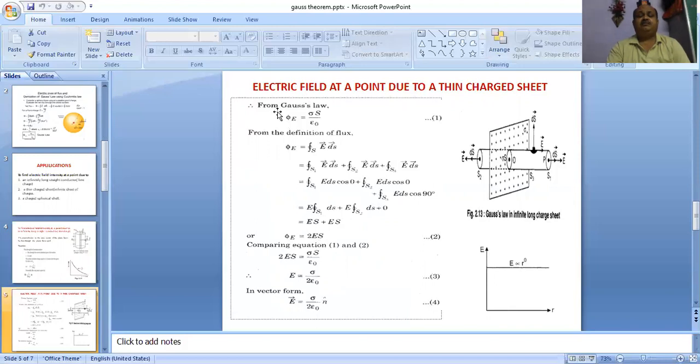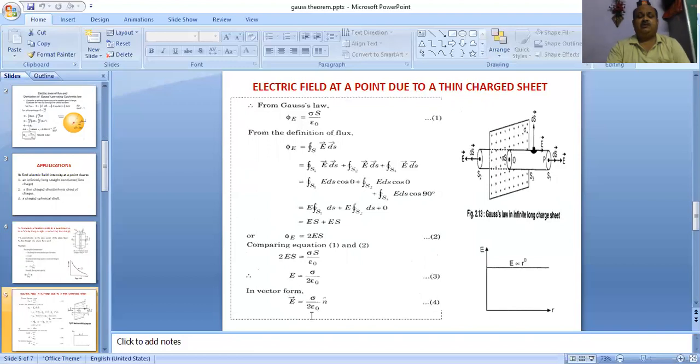And from the Gauss theorem, this is the total electric flux. So when we equate this with this, we get 2ES equals sigma S by epsilon naught. S has cancelled. So E equals sigma by 2 epsilon naught. If n cap is taken as the unit vector along the electric field, then in vector form, vector E equals sigma by 2 epsilon naught into n cap.